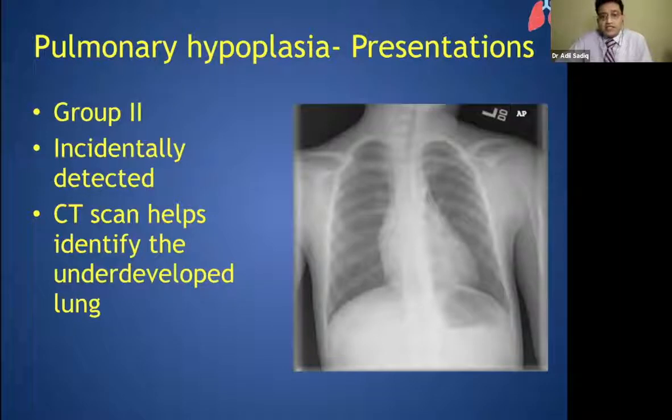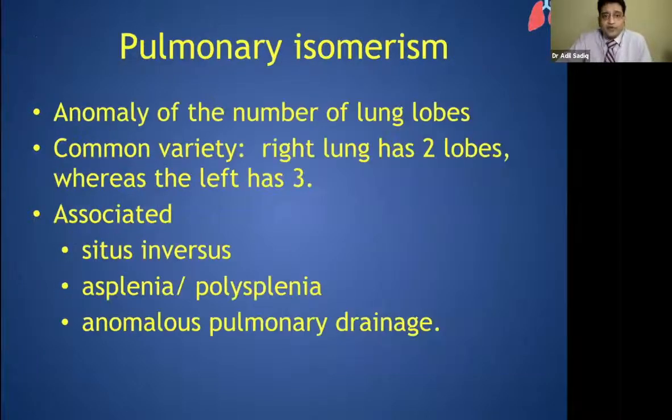So this is an X-ray of a patient who had a Group 2 incidentally detected. The CT scan helped identify the hypoplasia. Nothing was done except medical management and serial follow-up.